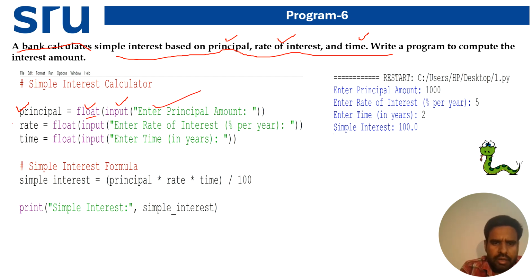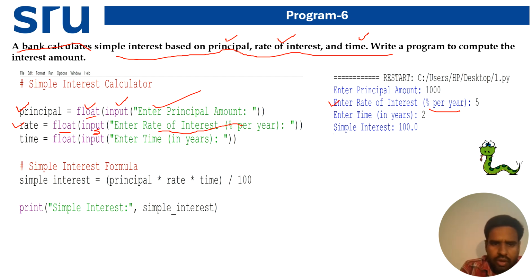Now I'm taking rate equal to float. Rate should be a float with a decimal point, suppose 5.2%. Again I'm using the input function to take the input from the user. Now I'm writing, enter the rate of interest. This is a message, and whatever you write here will be displayed in the display box. See here, I have written enter the rate of interest per percentage.